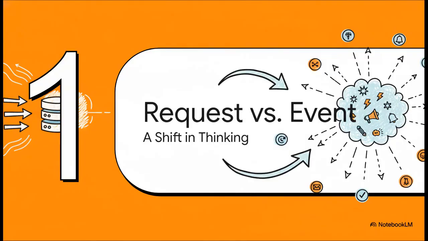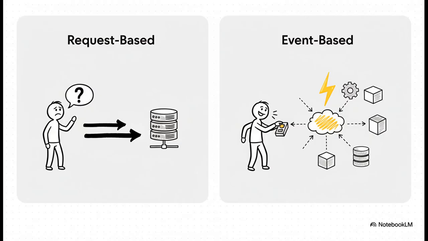So to really wrap our heads around this, we first have to make a little shift in how we think about software. It's all about moving from a world of requests to a world of events. They sound similar, but they are fundamentally different. On the one hand, you've got the traditional request-based model. Think of this like asking a direct question. Hey, show me my order history. You ask, you wait, you get a direct answer. It's synchronous, it's predictable.